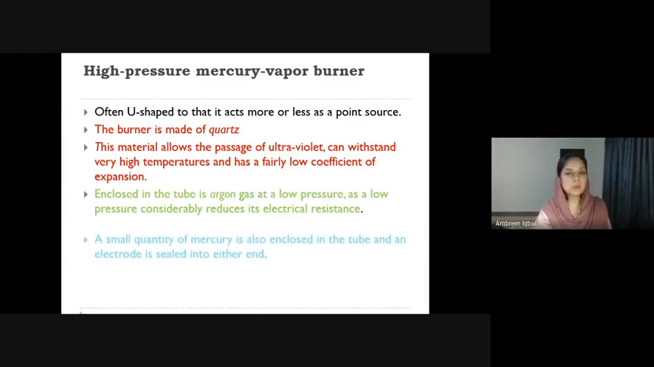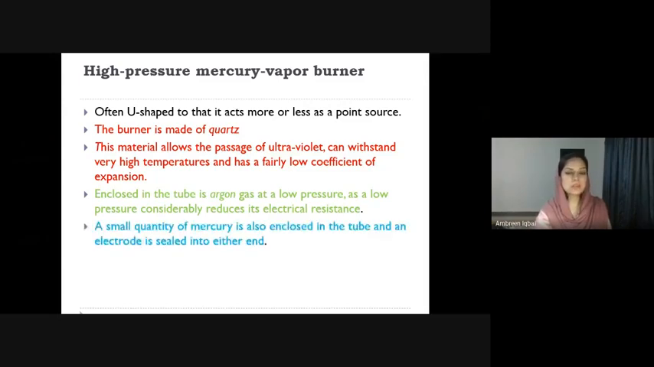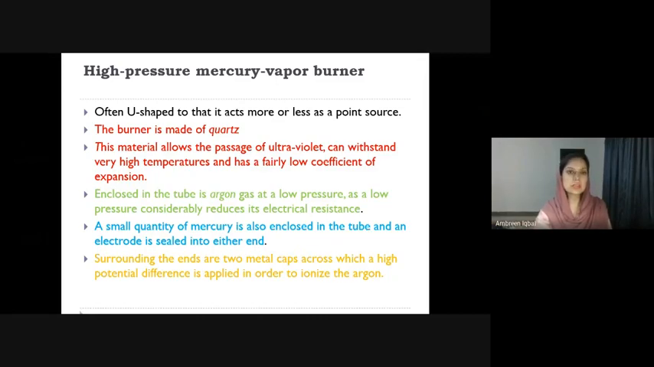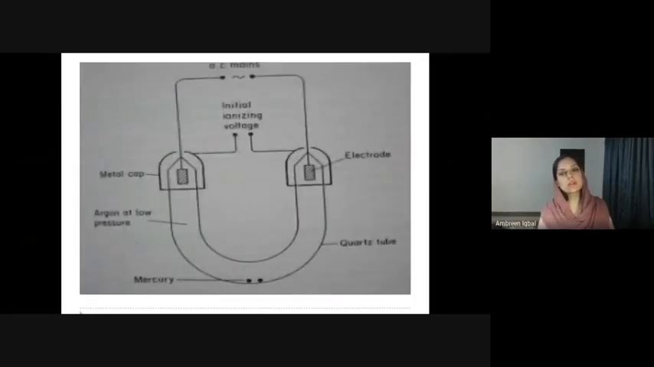A small quantity of mercury is also present in the tube. Electrodes are sealed on either end by metal caps, and across these metal caps a high potential difference is applied in order to ionize the argon gas. So, in short, we are going to revise: it is a U-shaped tube made of quartz that contains argon gas at low pressure.